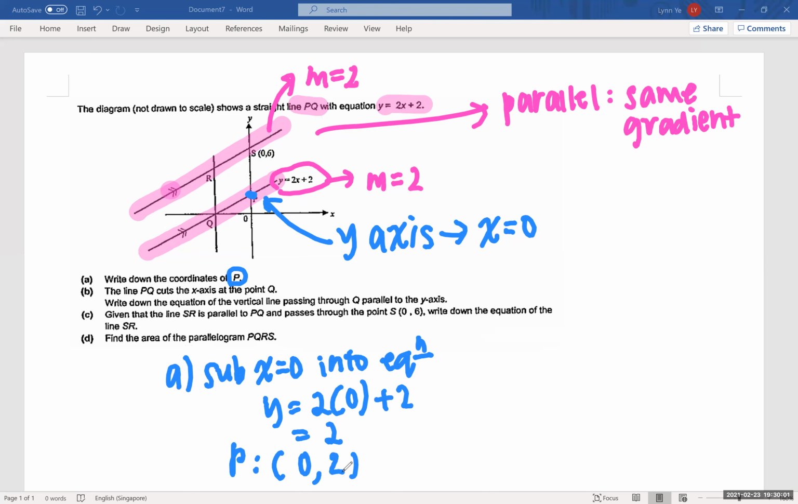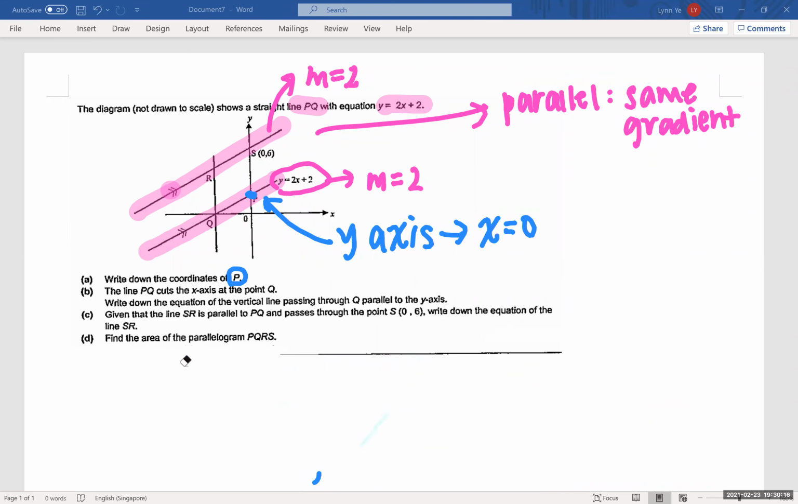And that's the end for A. So next up, we have B. B, they say that the line PQ, okay, let me erase this off first. Okay, so we have the answer of (0, 2). Let me write it down.